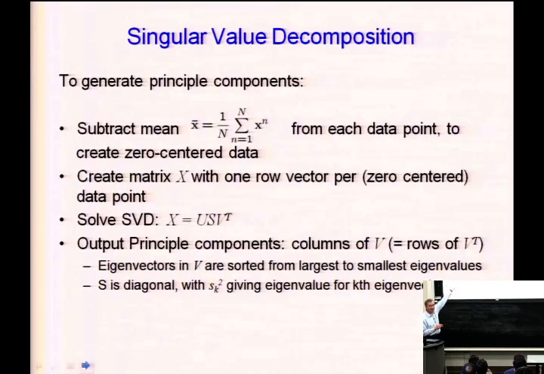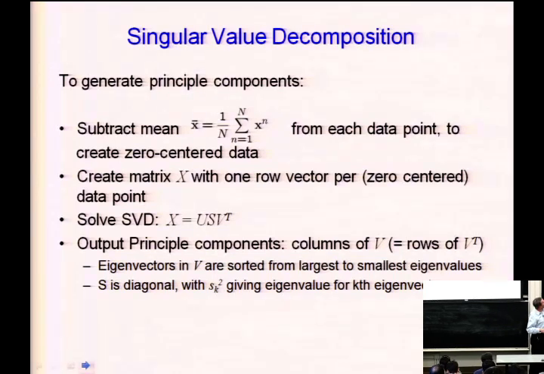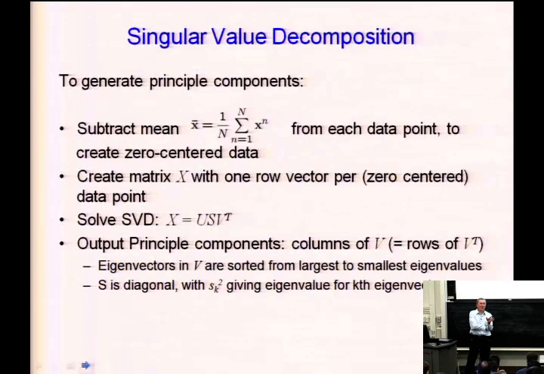So again, here's the algorithm written down in one spot. So if you want to use SVD to find the principal components, you create your X matrix, you subtract out the mean, giving you this matrix X with one row vector per zero-centered data point. You solve the SVD, and then you just read out the eigenvectors from V and S. So it's a nice practical way. So if you're looking for something interesting to do in terms of projecting things into low dimension for your project, this is eminently doable and something you could easily do in the context of one of your projects.